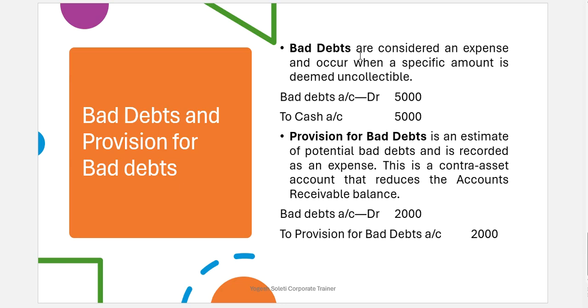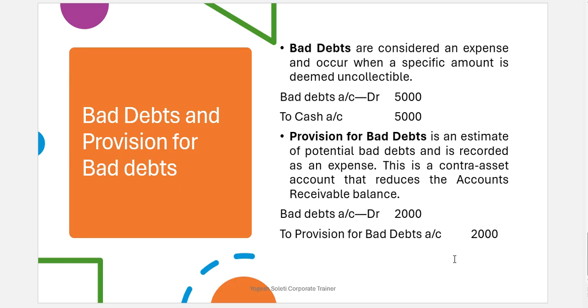Observe here. Bad debts are considered an expense and occur when a specific amount is deemed uncollectible. Deemed uncollectible, that is the thing. What is the journal entry for this? Bad debts account debit to cash account. This is the journal entry.